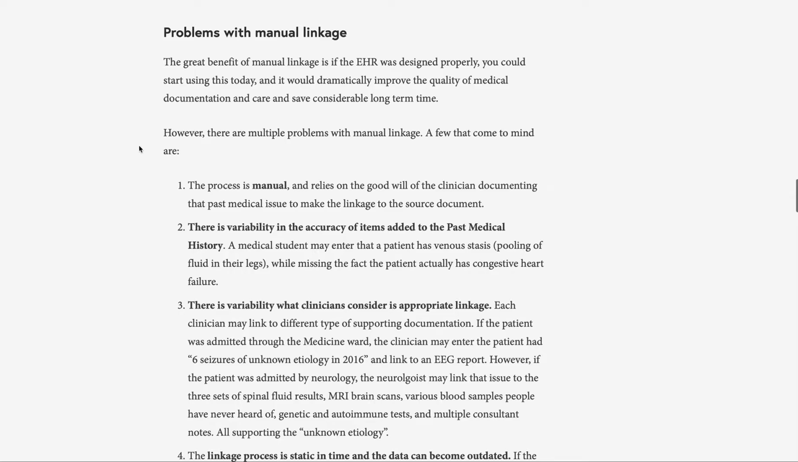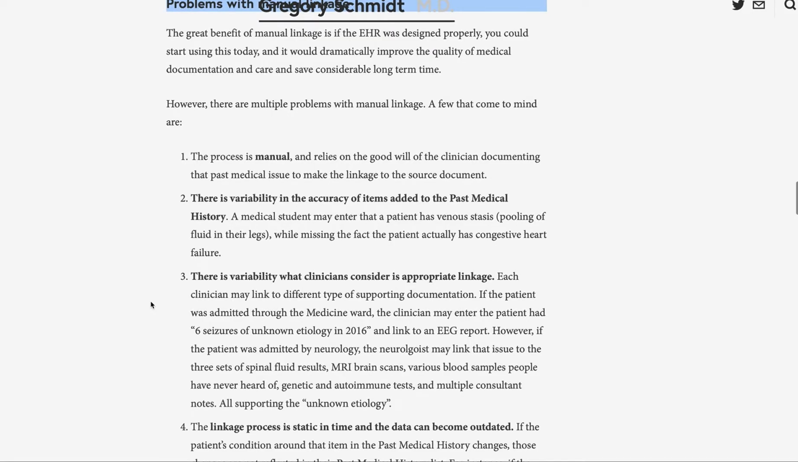Because within manual linkage, we have to remember that the person who's actually ascribing whether something is true or not is a particular clinician, who is looking at this chart when they come in, looking at the source documentation and then assessing if they feel that it supports the claim. And by the claim, I mean the particular item in the past medical history, well or not. So let's go through and actually list out 6 different problems here with manual linkage.